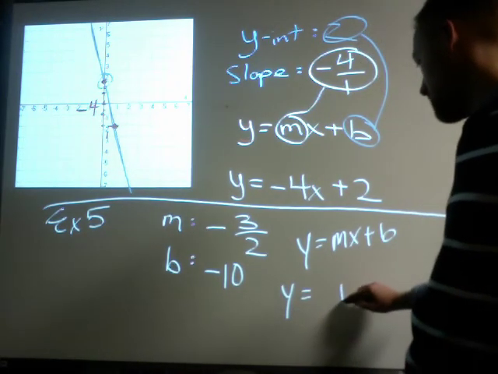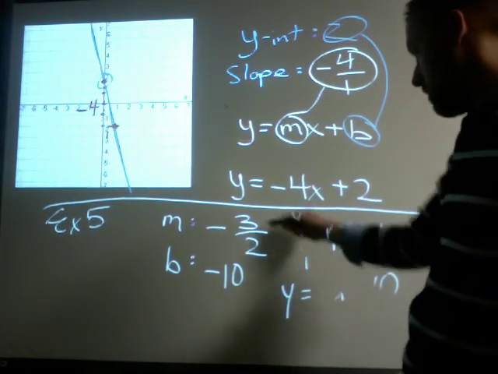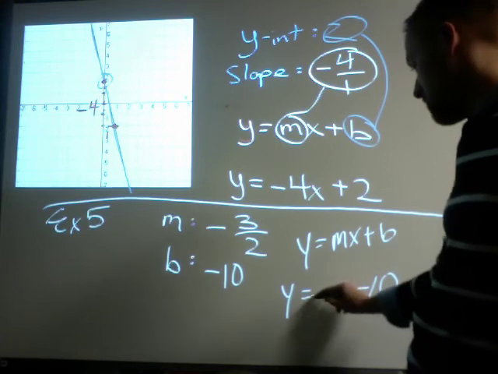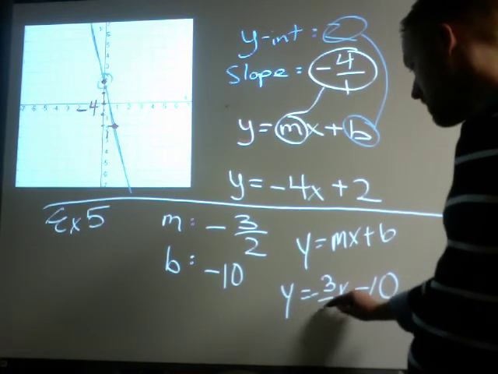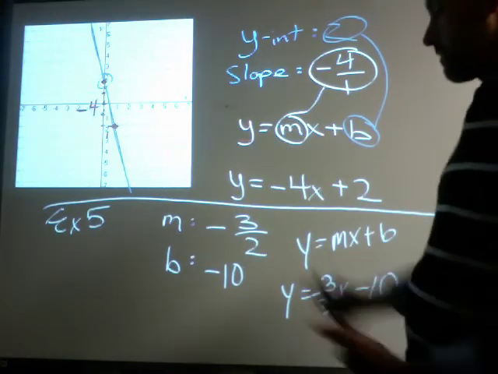I'll leave a space for my slope for now. Slope is negative 3 halves, just put it in there. Keep the negative. That would be a line going down from left to right.